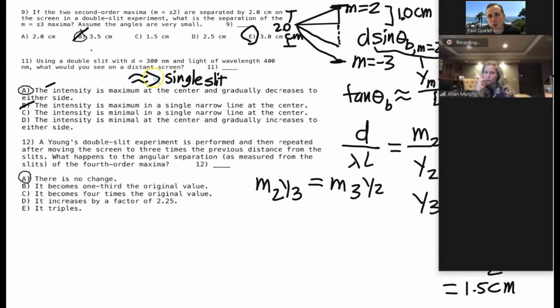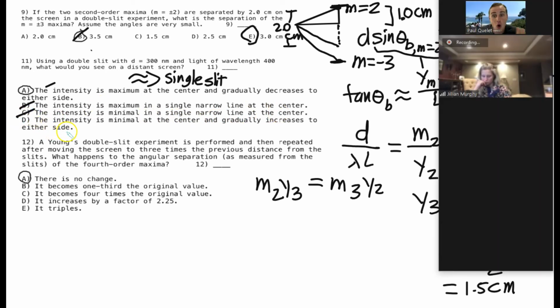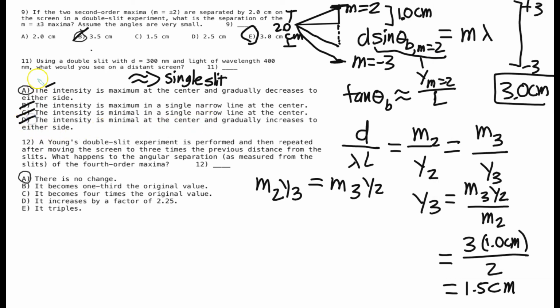They didn't tell us what the width of the slits are, but let's assume these are regular width slits. C: the intensity is minimal in a single narrow line at the center. That's definitely not true. The central bright fringe is always the brightest. And D: the intensity is minimal at the center and gradually increases. That's not true either. So yes, I think you came up with the right answer for A.